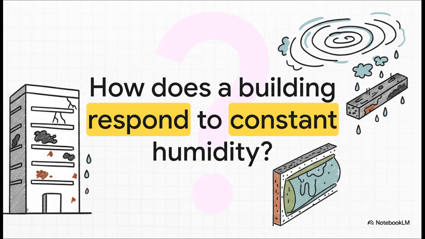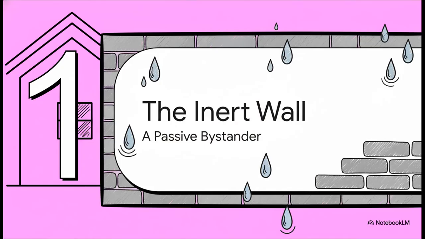The thing is, most modern structures, well, they're not really equipped for the challenge. And that leads to these persistent problems with mold, rust, and just that general feeling of dampness. To really understand the alternative, we first have to look at the conventional way of doing things. Let's call it the inert wall.